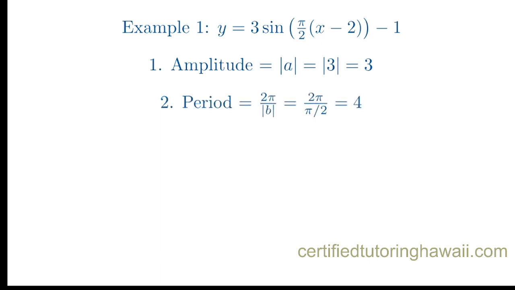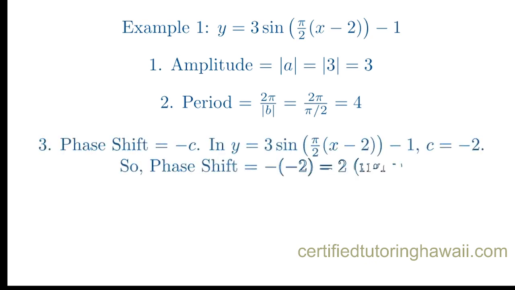Now for the phase shift. The phase shift is negative c. In our equation, after factoring out pi over 2, we have x minus 2, which means c is minus 2. Therefore, the phase shift is negative minus 2, which is positive 2. This represents a shift of 2 units to the right. The phase shift is 2, indicating a shift to the right.